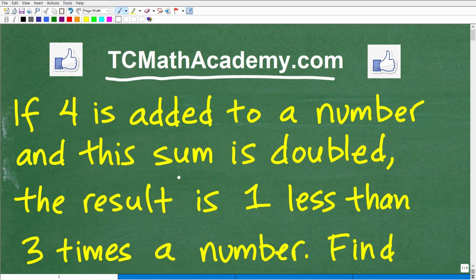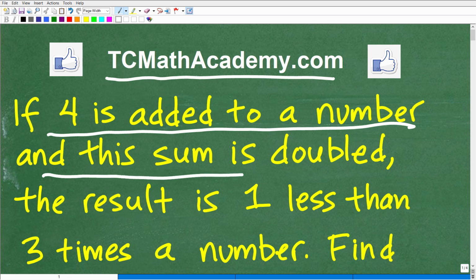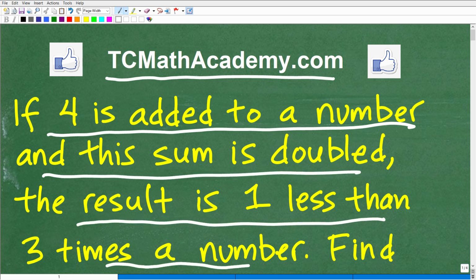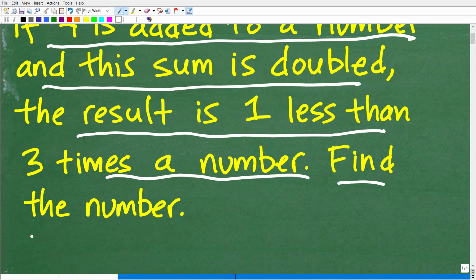Let's go ahead and actually read the problem. It says, if 4 is added to a number and this sum is doubled, the result is 1 less than 3 times a number. And what we want to do is find the number.